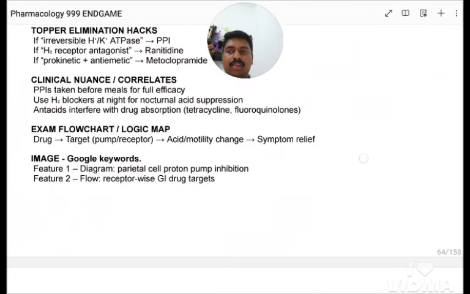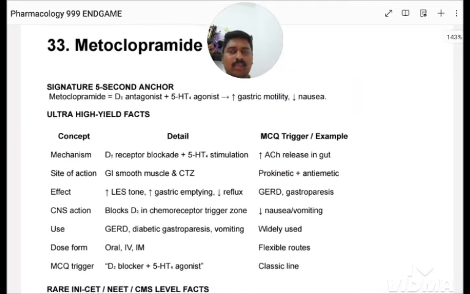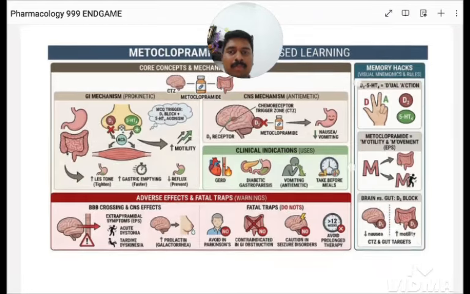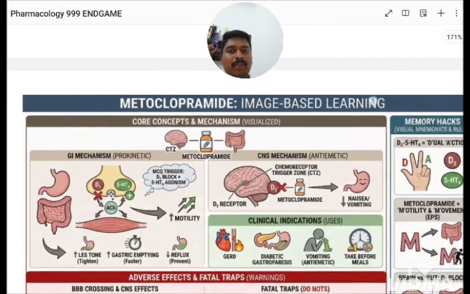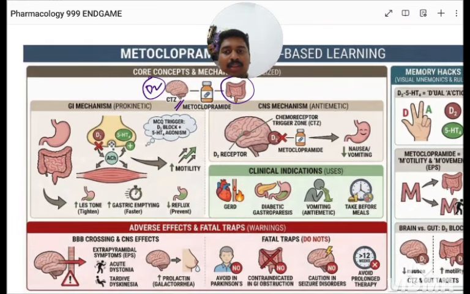Okay. So GIT is not very frequently asked. Okay, we'll just go through one drug from which questions can come. That is metoclopramide. Because of its D2 receptor blockade, we'll have some symptoms. Okay, so basically metoclopramide acts on two mechanisms: D2 blockade in the chemoreceptor trigger zone and 5-HT4 agonism in the bowels. So what will happen is this D2 is blocked and 5-HT4 is activated. That is the mechanism of action.